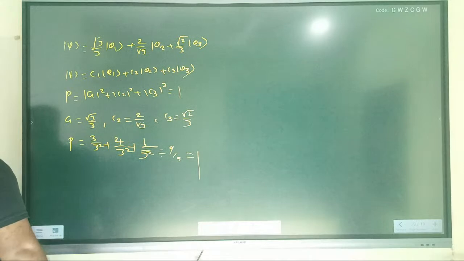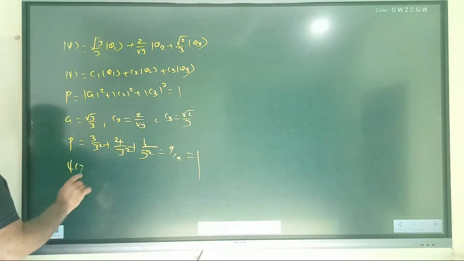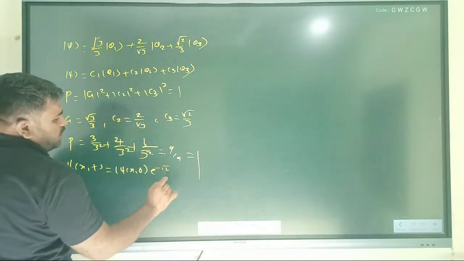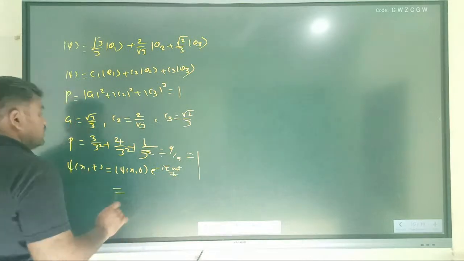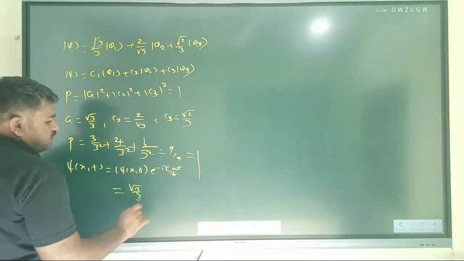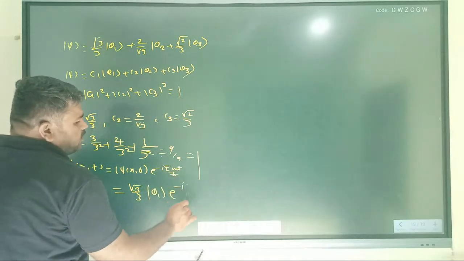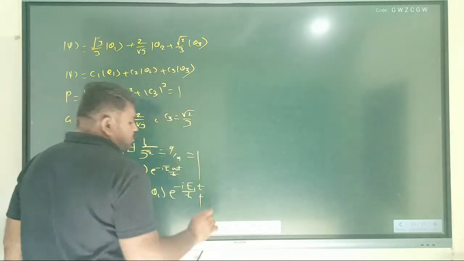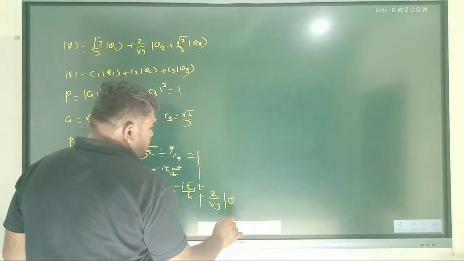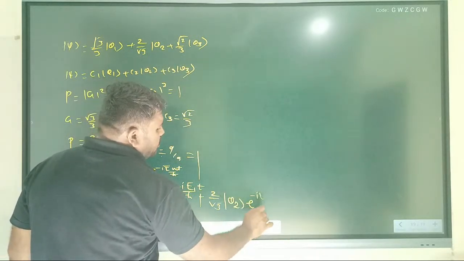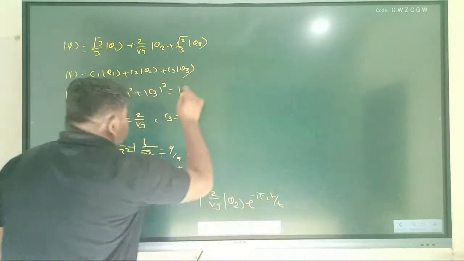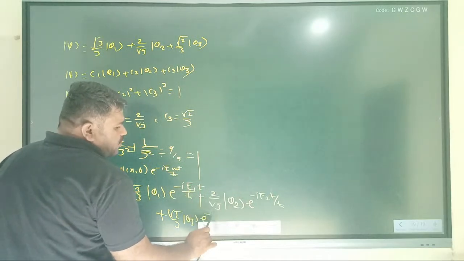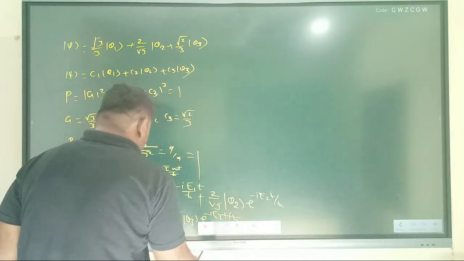Now sometimes they ask what is the wave function after time t. Then psi of x comma t is equal to psi of x comma 0 into e to the power minus i E n t upon h cross. So how will we write it? Root 3 upon 3 phi 1 e to the power minus i E1 t upon h cross. Next, 2 upon root 3 phi 2, the second state, e to the power minus i E2 t upon h cross. Next, the third state: root 2 upon 3 phi 3 into e to the power minus i E3 t upon h cross. Clear?